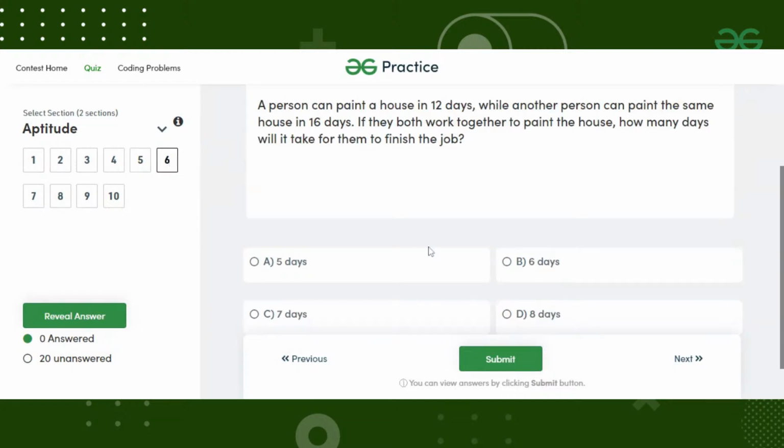Okay. Next question is, a person can paint a house in 12 days, while another person can paint the same house in 16 days. If they both work together to paint the house, how many days will it take for them to finish the job? All right. Okay, so my voice is audible, right? If I can please get a confirmation for that. I expect that my voice is audible. All right. If there is any problem from my end, all of you can post it in the chat section.